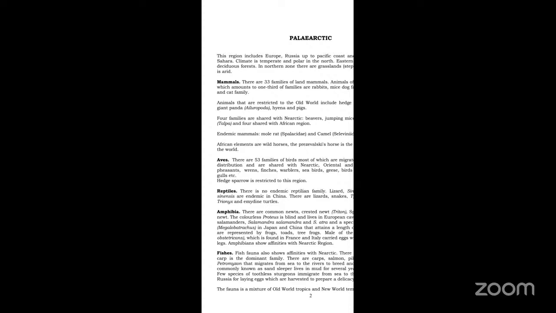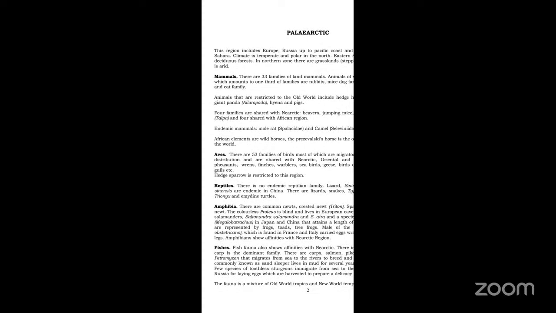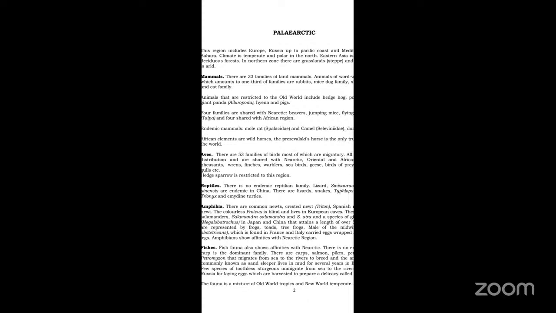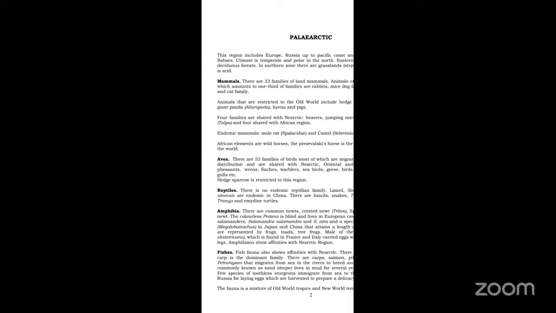Now, we will see what are the different types of fauna with reference to the fishes, amphibians, reptiles, apes, and mammals that are found in this particular region. Coming to the fishes, the fish fauna has a great affinity with the Nearctic region because here there is no endemic fish and the carp is the only dominant family that is found in this particular region.